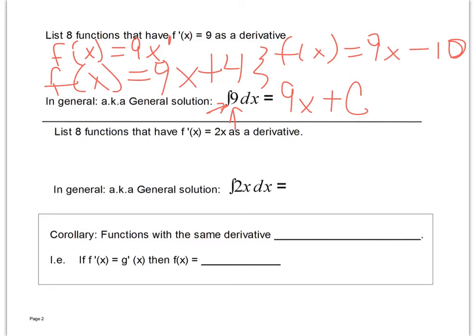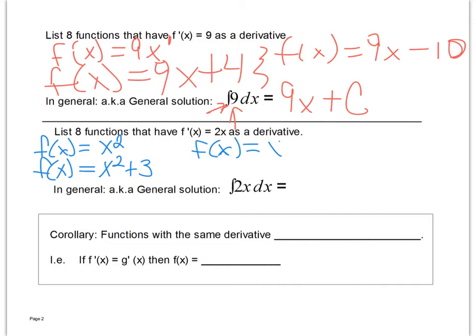All right, so list 8 functions, and I know I haven't been listing 8, I see it being a little redundant, but list 8 functions that have f prime equals 2x as your derivative. Go ahead and pause and write at least one down. So what do you think? How about f of x equals x squared? That would have a derivative of 2x, right? But kind of like the last ones, hopefully you're getting this pattern, f of x equals x squared plus maybe 3. Or f of x equals x squared minus pi. That would be 2x minus 0, right?